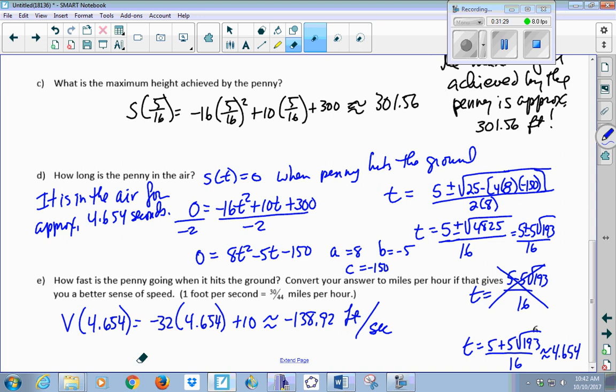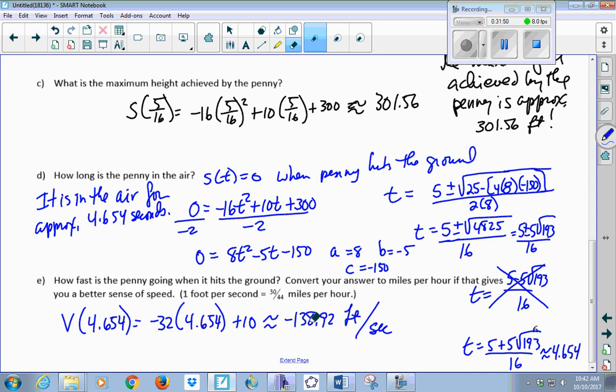So this tells you that its speed, or velocity, is 138.92 feet per second, and it's moving downward. That's the difference between velocity and speed. Speed is the absolute value of velocity.